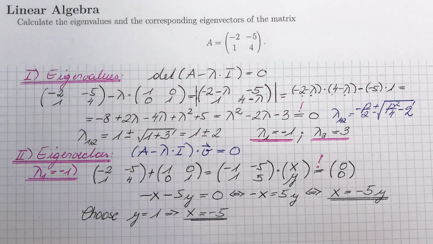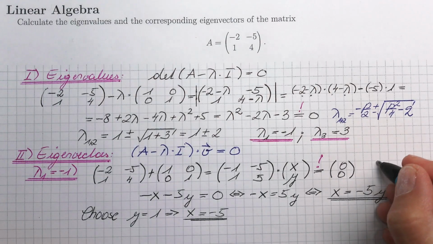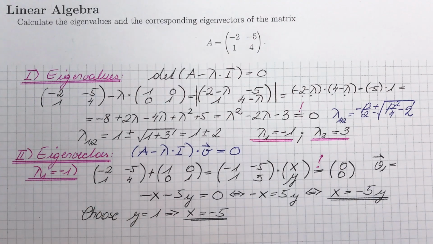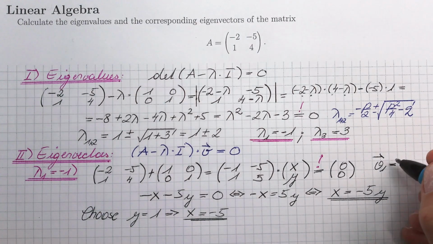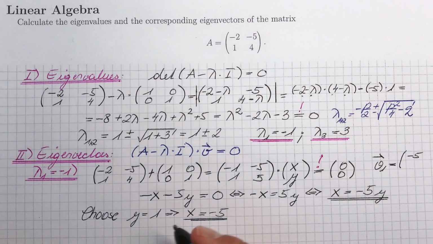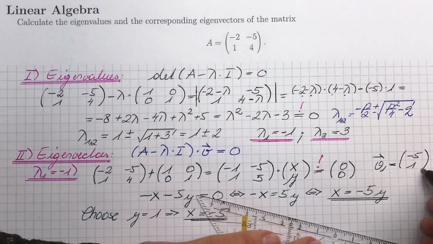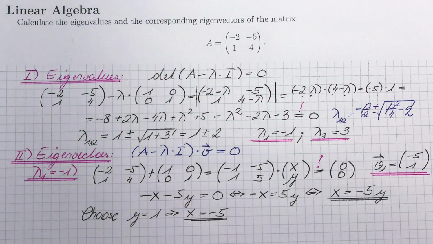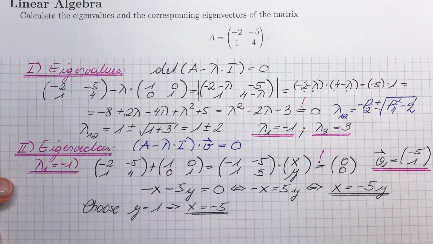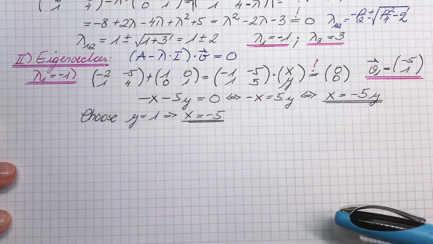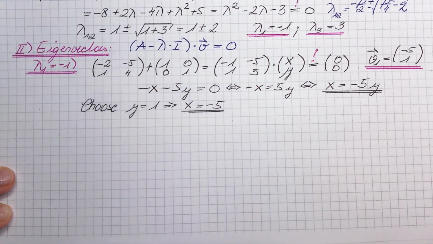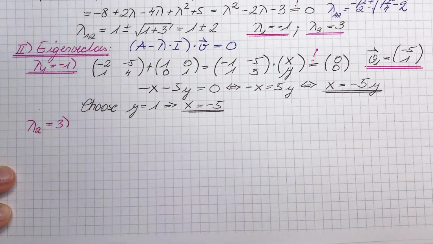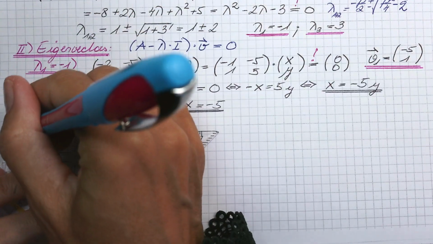And now our first eigenvector, let's write it here, v1 for lambda 1 equals, here x is minus 5 and y is 1. And this is our first eigenvector. Awesome. Now let's move on to the second eigenvector. For lambda 2 equals 3, we just do the same.